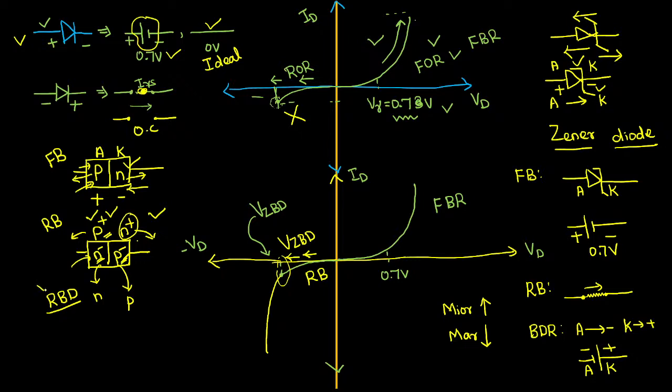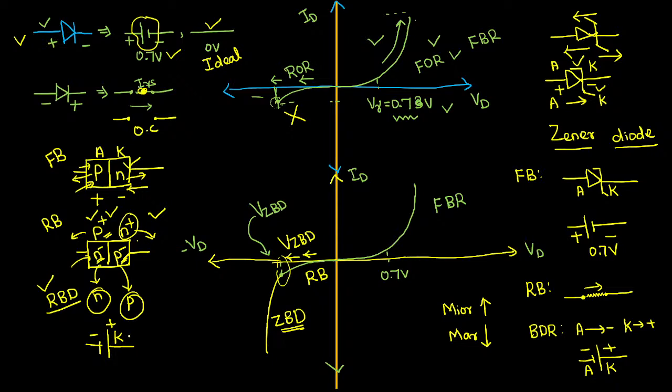So in the reverse breakdown region, whenever the diode tries to turn on, the cathode will become positive and the anode will become negative. That's why we are representing it like this. So the cathode will be represented by the positive plate, and the anode by the negative plate. This is the basic of the Zener breakdown region.